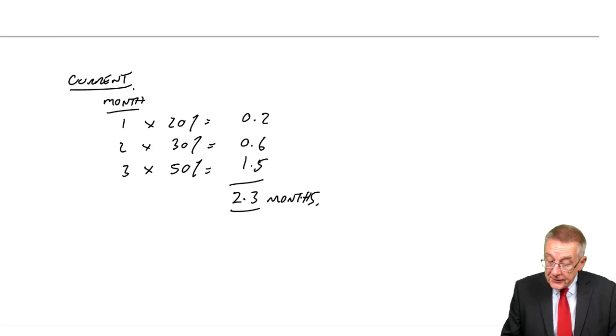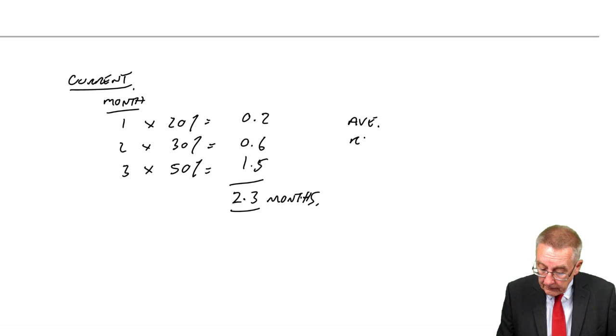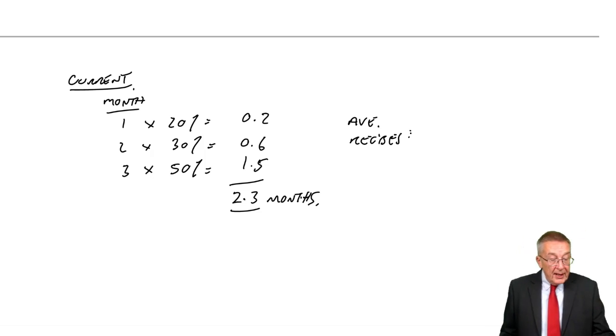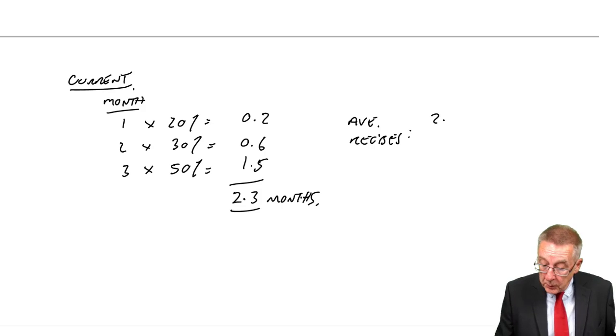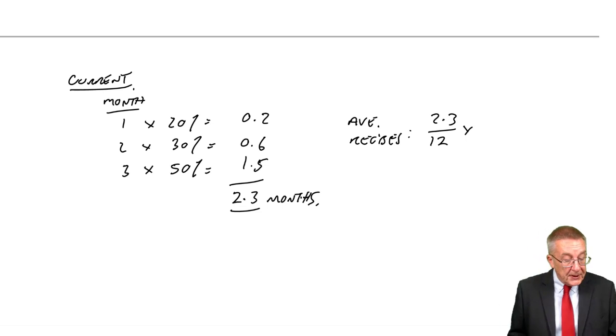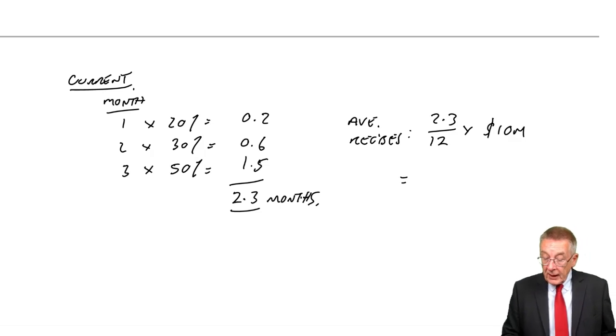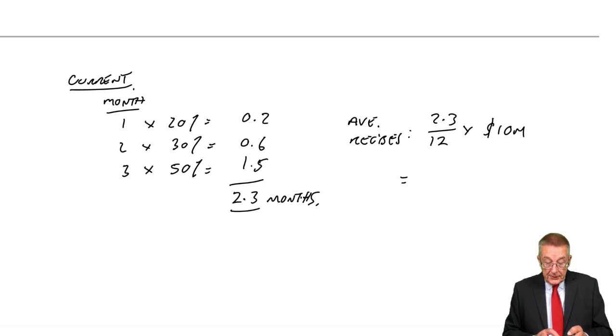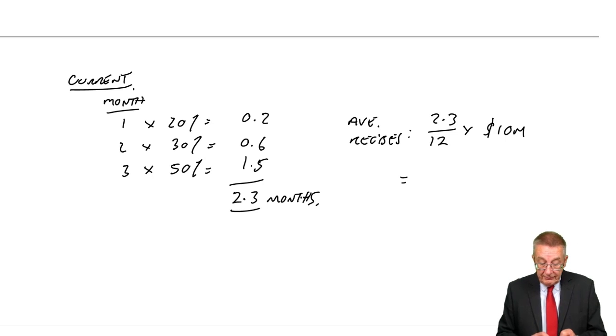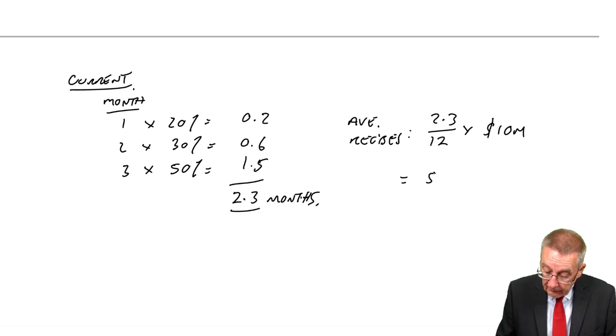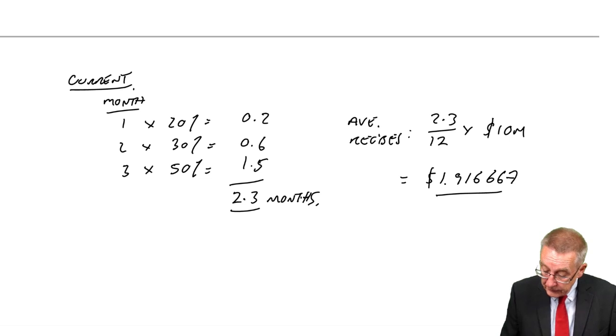And therefore, what are the average receivables? The 12 months in a year. So the period of 2.3 months is 2.3 divided by 12 times the sales over the year of 10 million, which gives me average receivables 2.3 divided by 12 times 10. 1,916,667. I could have chosen nicer figures.